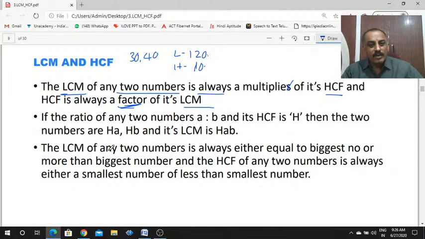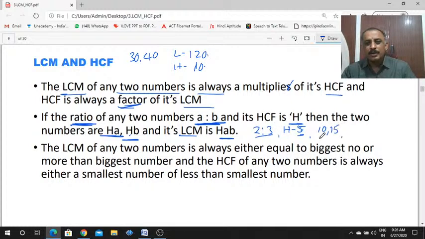Now, if the ratio of any two numbers is A is to B, and its HCF is H, then the first number is HA, the second number is HB. Its LCM is HAB. For example, two numbers are in the ratio 2 is to 3, and let its HCF be 5. Then the first number is 5 into 2, 10. The second number is 5 into 3, 15.